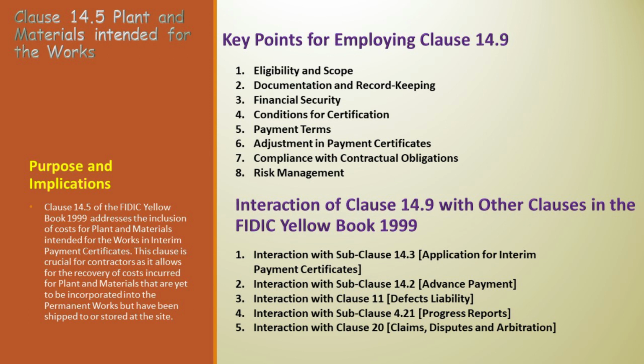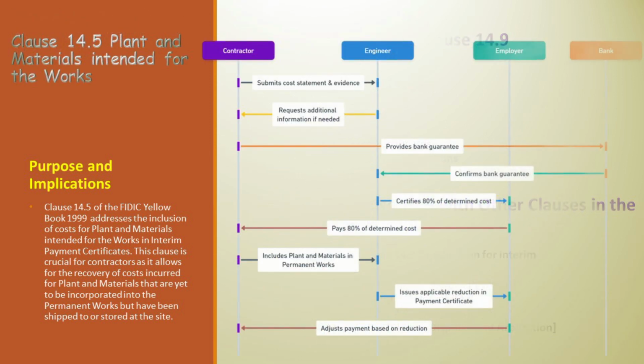In essence, Clause 14.5 of the FIDIC Yellow Book is intricately connected with various other clauses, forming a complex network that governs different aspects of construction contracts. These interactions demonstrate the multidimensional nature of contractual provisions and highlight the need for comprehensive understanding and meticulous application of these clauses. As we continue to explore the Yellow Book, it becomes increasingly clear how each clause weaves into the larger tapestry of construction contract management, underscoring the importance of each provision in the successful execution of a project.